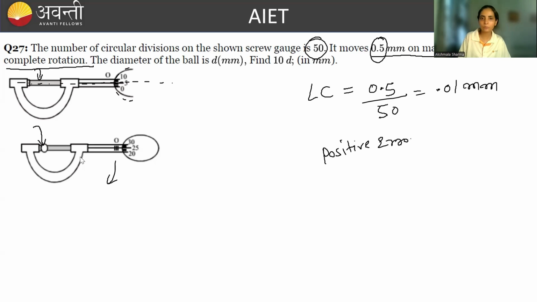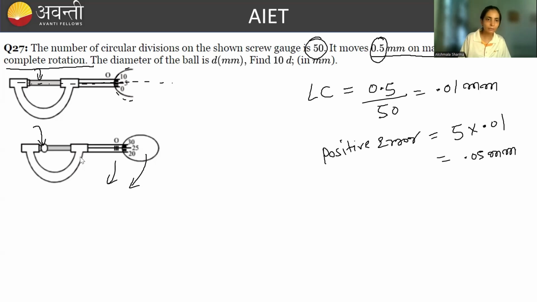It is only on circular scale, so that is 5 unit. So 5 division on circular scale into least count. So this is 0.05 millimeter. So we will subtract this error from whatever value we will get from here. So let's read this reading.